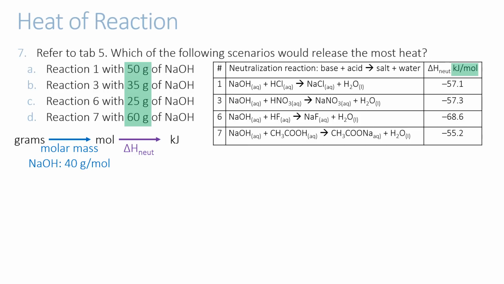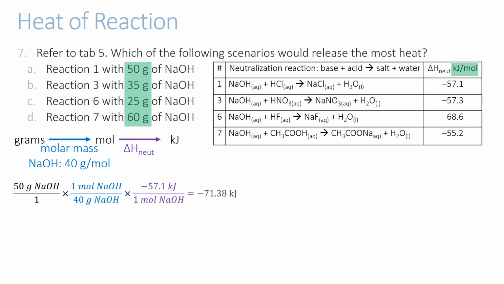So in reaction 1, we're starting with 50 grams of NaOH. I'm going to convert grams of NaOH into moles, and then I can convert moles into kilojoules. So grams to moles is going to be molar mass, which is 40 for NaOH. And the heat of neutralization for reaction 1 is negative 57.1 kilojoules for every 1 mole of NaOH from the balanced equation. So this gives my answer. I get negative 71.38 kilojoules.